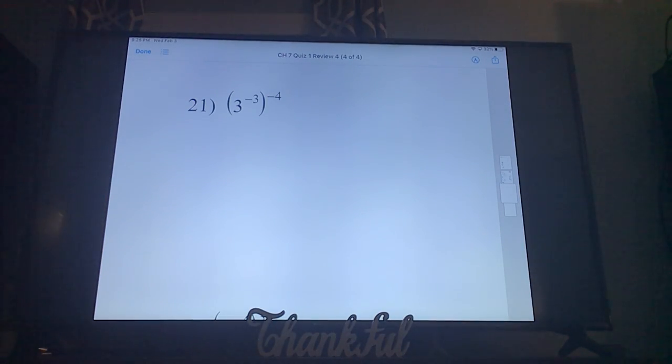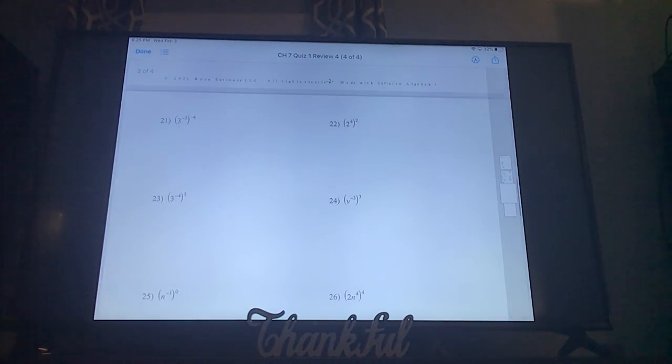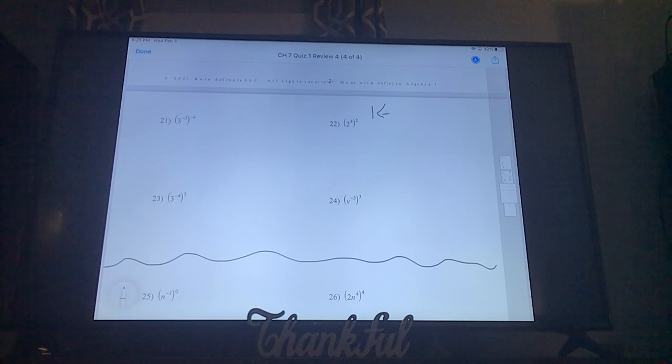Okay, this whole next page is the power rule. Same thing for the first four when it's just numbers. We are going to keep the big and you multiply the little.